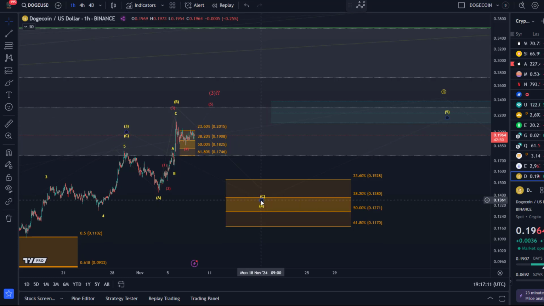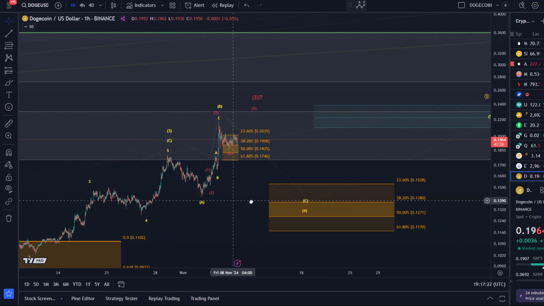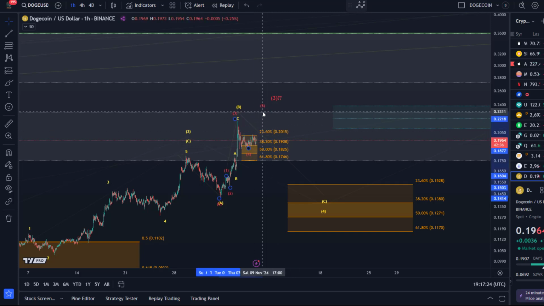Definitely plausible. That C wave is due. Support in that case would be between 15.2 and 11.7 cents. From here, then the 5th wave can start. But as I said, I'm open to the idea we get one more extension higher.